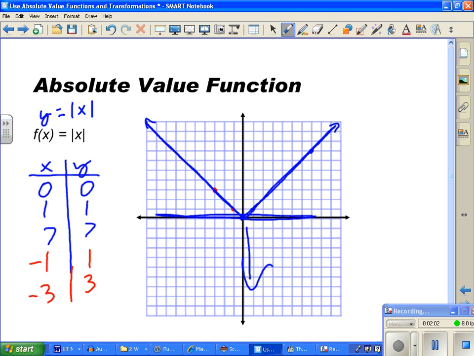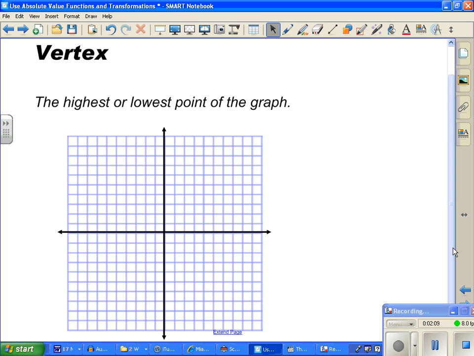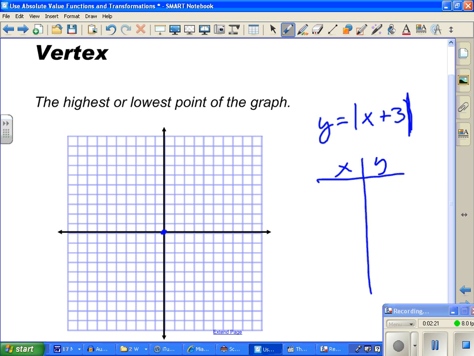Now that we kind of know what it looks like, let's get into some goofy things. The vertex, the highest or lowest point of a graph. In that last one, my vertex was 0, 0. So what happens if I had y equals the absolute value of x plus 3? Let's t-table and see what happens. x, y. Let's plug in 0. 0 plus 3 is 3. So 0, 3. Don't be confused here.